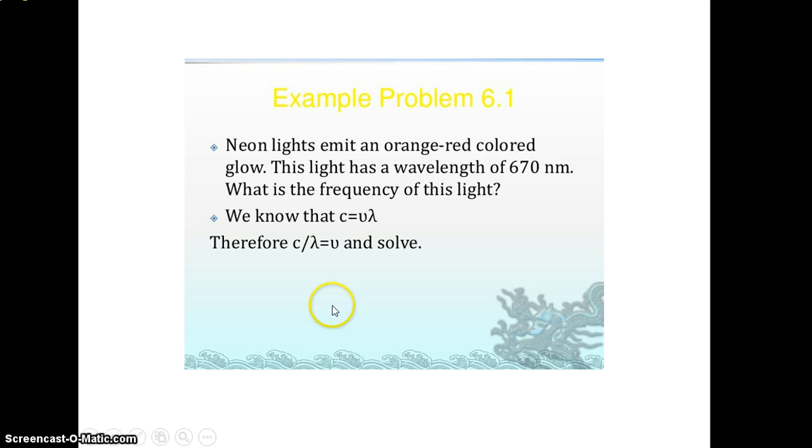Try to solve this problem by using the equation. The wavelength of light is given, what is the frequency? The equation is c is equal to nu times lambda. So we have to find nu, the frequency. So nu is equal to c by lambda. By using c by lambda, we can calculate the frequency. So these are the different models of atom and electromagnetic radiation, and you have to study the equations also.